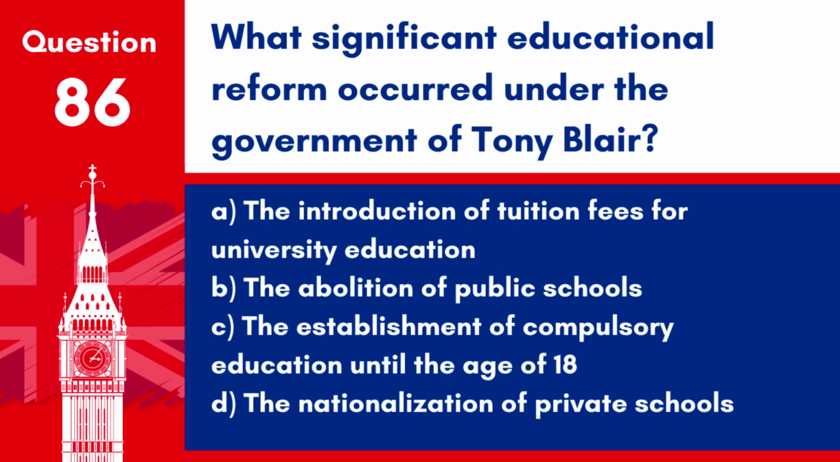Question 86. What significant educational reform occurred under the government of Tony Blair? A. The introduction of tuition fees for university education. B. The abolition of public schools. C. The establishment of compulsory education until the age of 18. D. The nationalization of private schools.